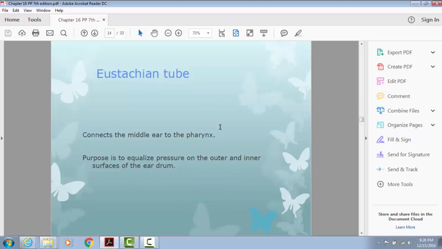The eustachian tube then connects the middle ear to the pharynx, and its purpose is to equalize pressure on the outer and the inner surfaces of the eardrum. So when you travel and you go up in an airplane, the sudden change in altitude is more than what the eustachian tube can accommodate, and so you will start to feel pressure in your ears and the sensation that you need to yawn or chew gum or something of that nature to pop your ears and release the tension, so that you don't have that built up in the eustachian tube.